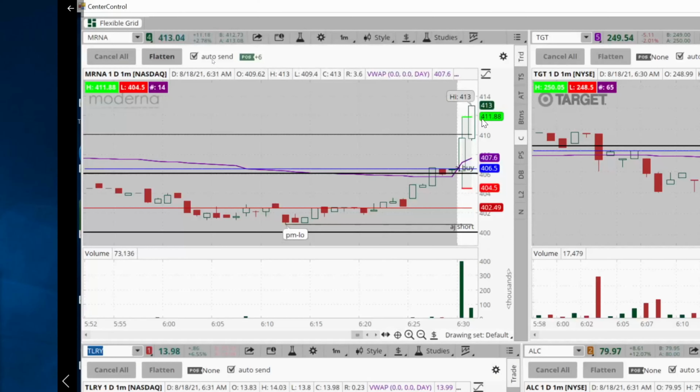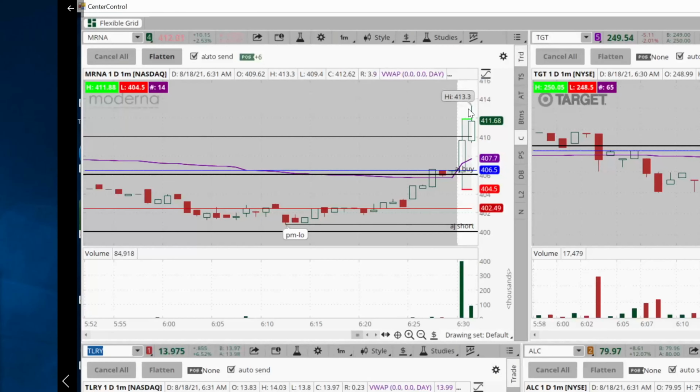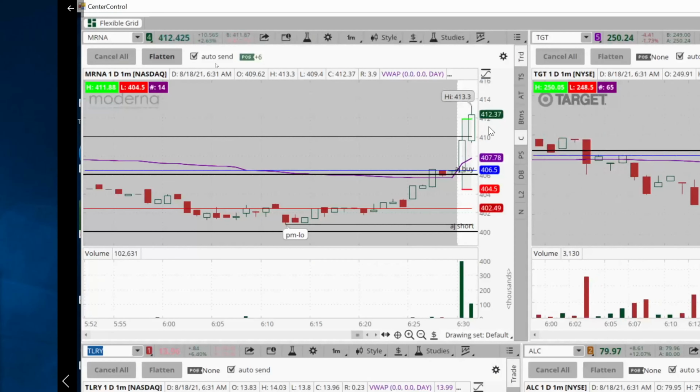So I'm holding the stock, holding the rest of my shares. At this time, I could have also moved my stop loss to break even, but I wasn't using hotkeys today, so I didn't set the stop loss. And I was just watching it.